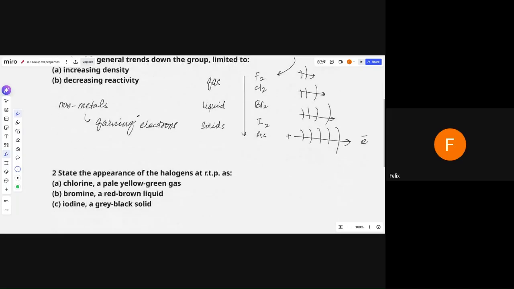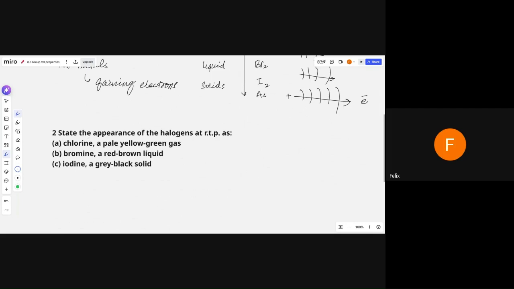Now we move on to the second topic, which is to state the appearance of the halogens at RTP. This is a memory-based question, and the information is given below. We don't have to write anything else. Chlorine is a gas. You should remember that it is a pale yellow-green gas.